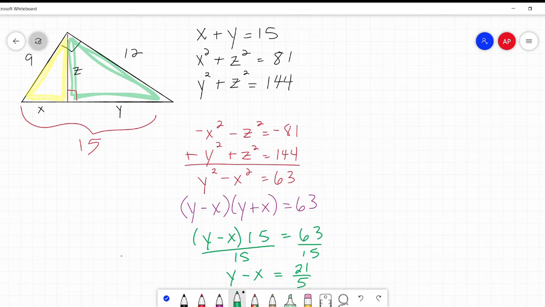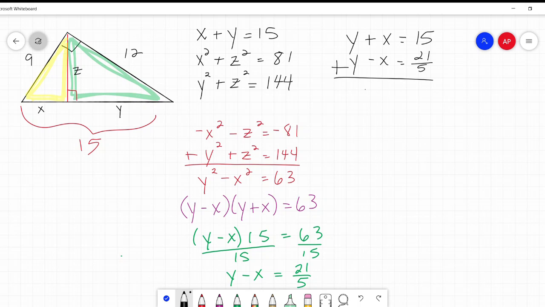Okay, so now I have two equations. I have this equation and I have this equation where all I have are x's and y's, and one already has a negative x in it. So this is another system of equations that we're going to solve by elimination because it's already set up that way. So I'm going to reorder the x plus y to be y plus x equals 15, just because I can. Then I'm going to take this down here and rewrite it. So it's y minus x equals 21/5. Don't you love fractions?